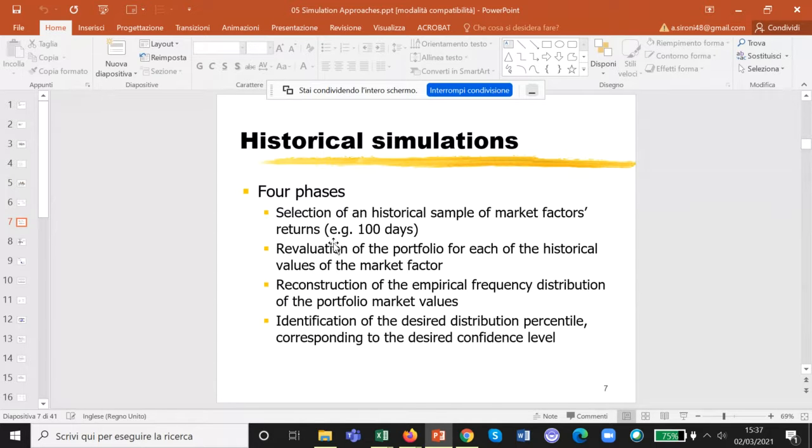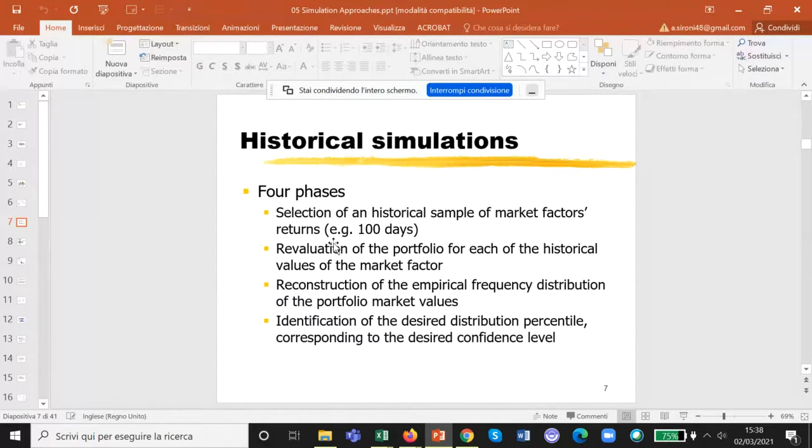Let's start with historical simulation, and let's look at how this approach works in terms of estimating value at risk for a portfolio. And we start by looking at a very simple example. The explanation is a bit more complex to understand if we don't look at an example.